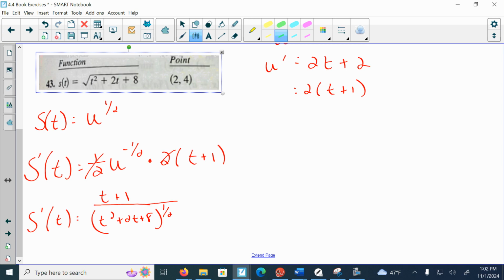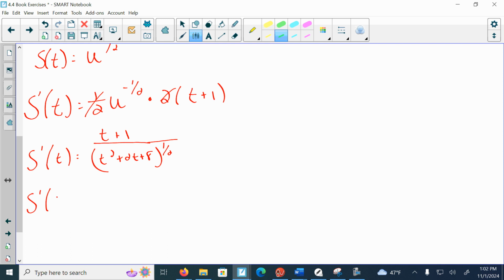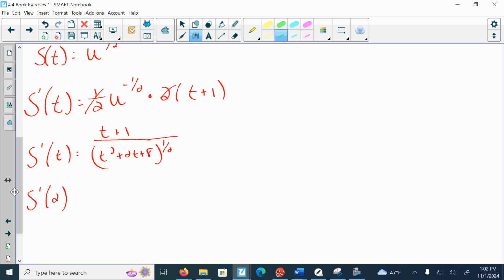Now I want to find the derivative at 2, 4. So remember, I just want to substitute in the x value, or the t value in this case, which is 2. So I'm going to have 2 plus 1 over 2 squared plus 2 times 2 plus 8. I'm going to take the square root of that. So the numerator is going to be 3. The denominator will be 4 plus 4, which is 8, plus 8 is 16, the square root of 16 is 4. Again, you can probably do that on your calculator.